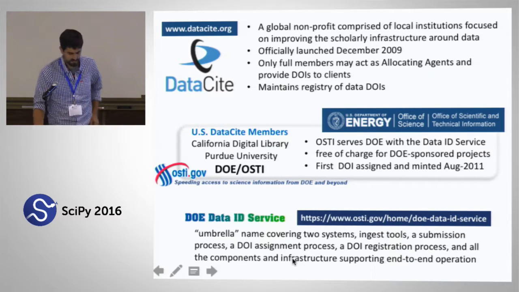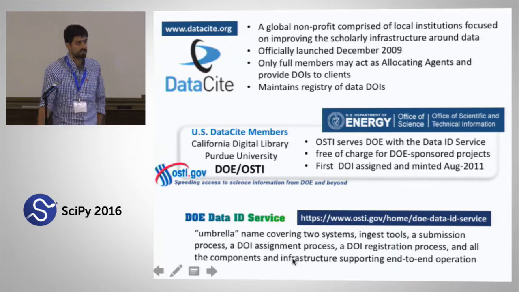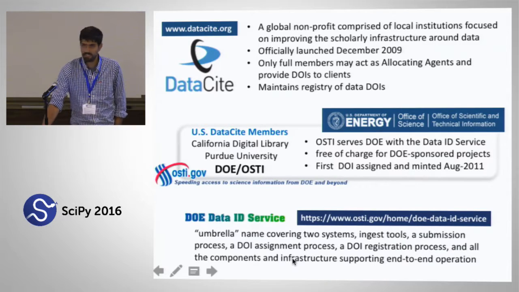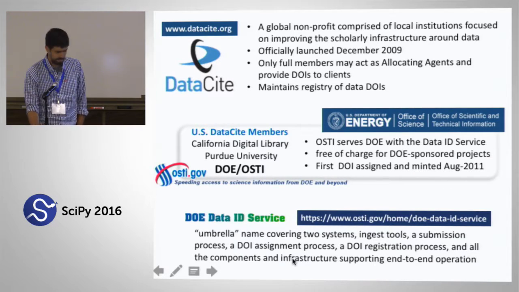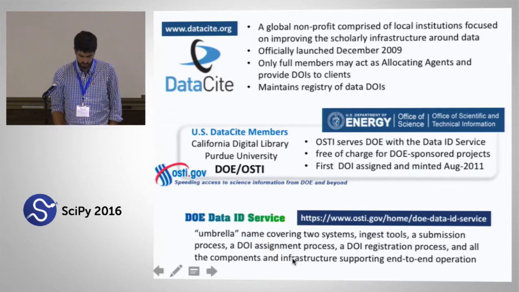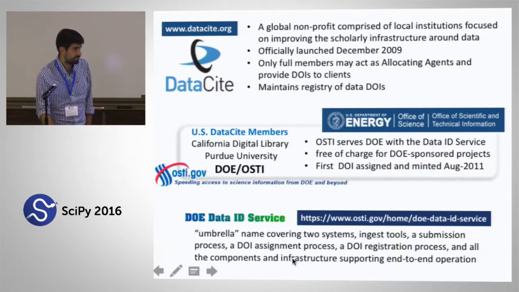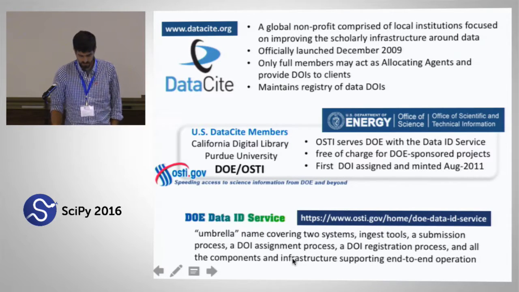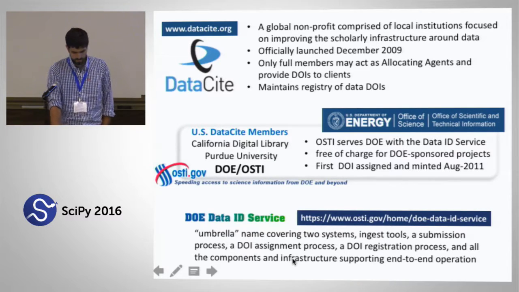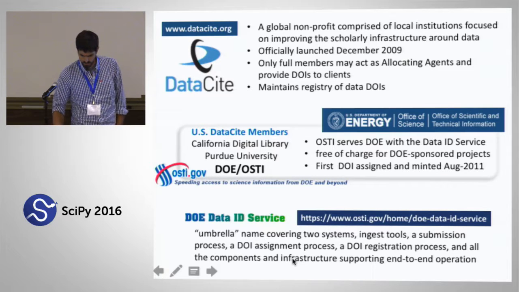And that's where it gets interesting, because OSTI serves the DOE with what's called a data ID service. And that data ID service is free for DOE-sponsored projects. The Materials Project is part of the Lawrence Berkeley Lab, which is a DOE facility, and we're sponsored by the DOE. So this is a way for us, if we work with OSTI, to get DOIs for all our materials. They started assigning the first DOI in 2011, so that's pretty recent.